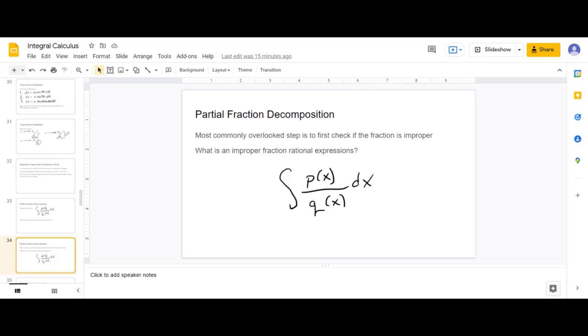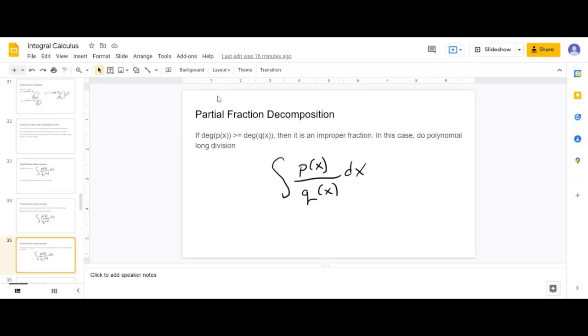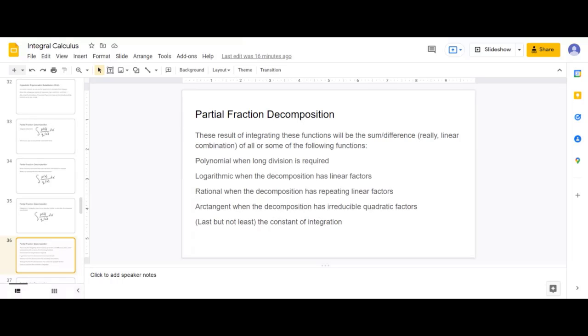So the most commonly overlooked step is to first check if the fraction is improper. Now tell me, someone, what is an improper rational expression? How would a rational function be improper? Yes, that's exactly it. Degree of the top greater than degree of the bottom. If the degree of p of x is greater than or equal to, yeah, if it's equal as well, then that is also considered improper. In this case, do polynomial long division. I know it's probably been a while, but what can I say? Math builds on itself, right?